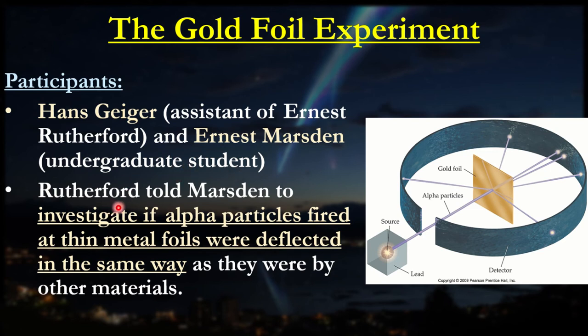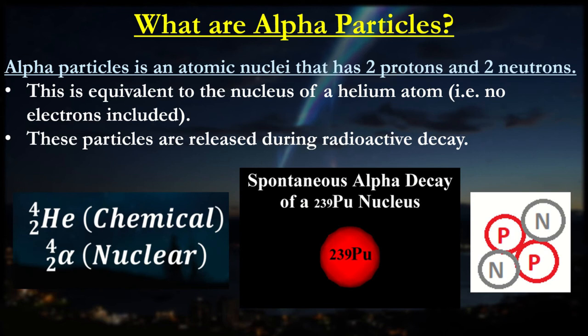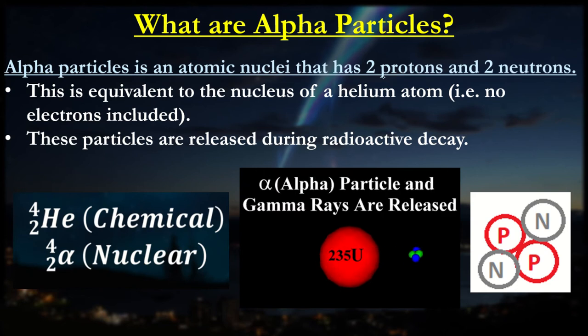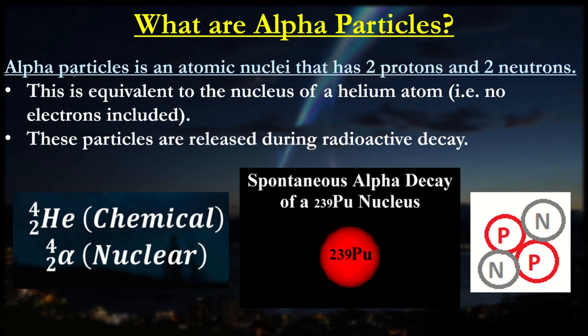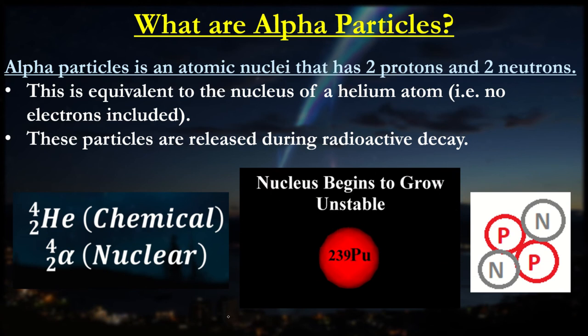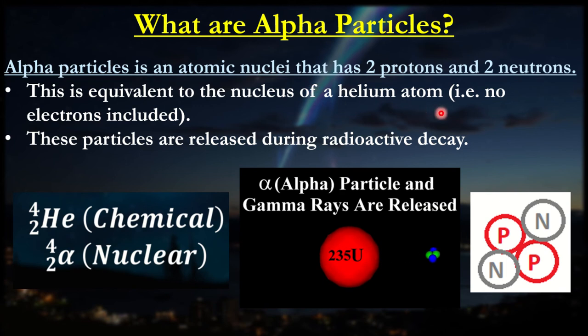Basically, to give you context of what happened, Rutherford told Marsden to investigate alpha particles. Alpha particles, if you remember, are the nucleus of a helium atom, so 2 protons and 2 neutrons. The idea is to shoot these alpha particles into densely packed gold foil and see what happens when that interaction occurs. Saying an alpha particle is equivalent to saying the nucleus of a helium atom.